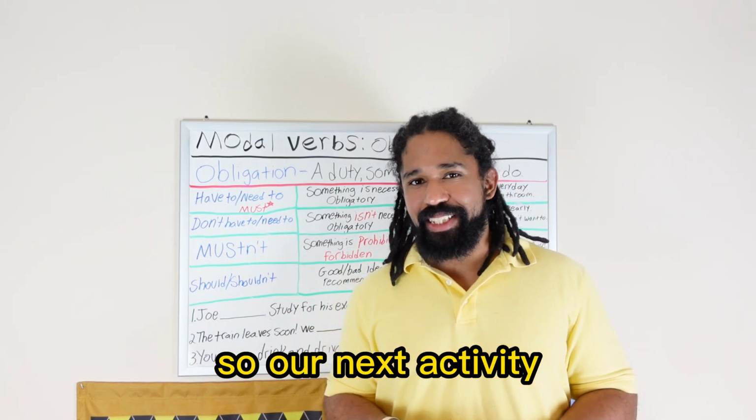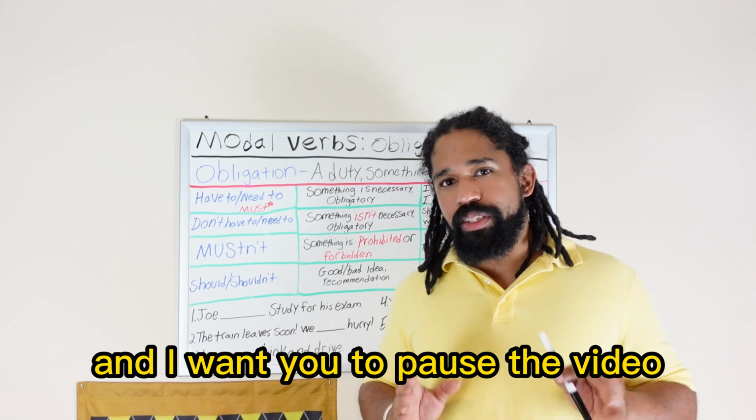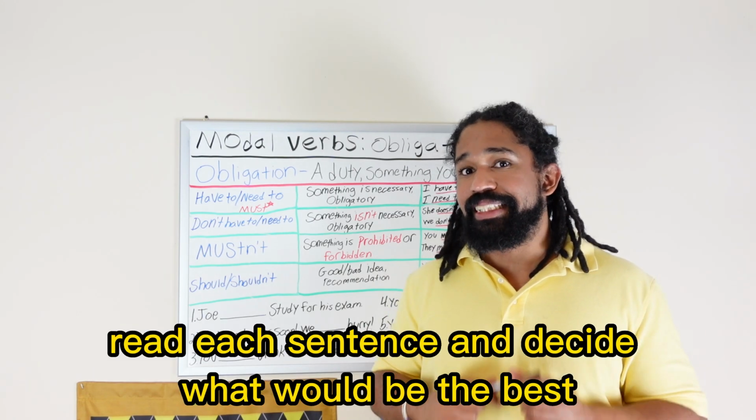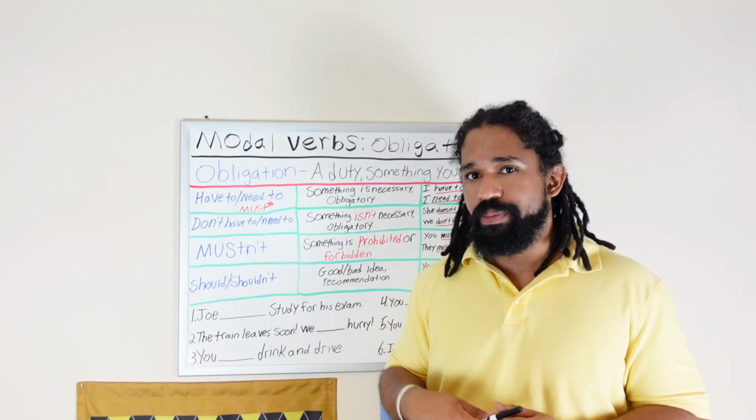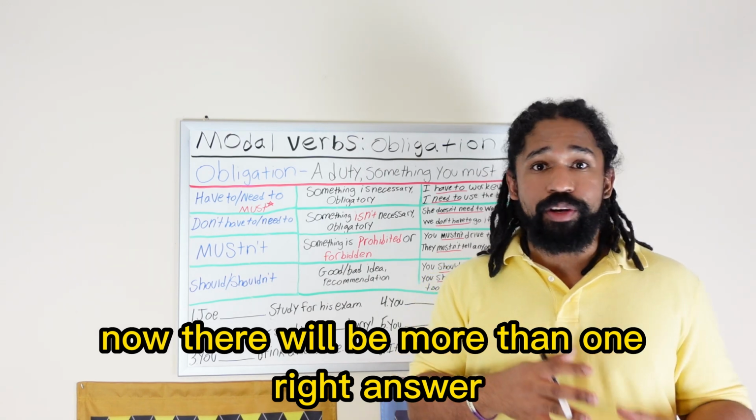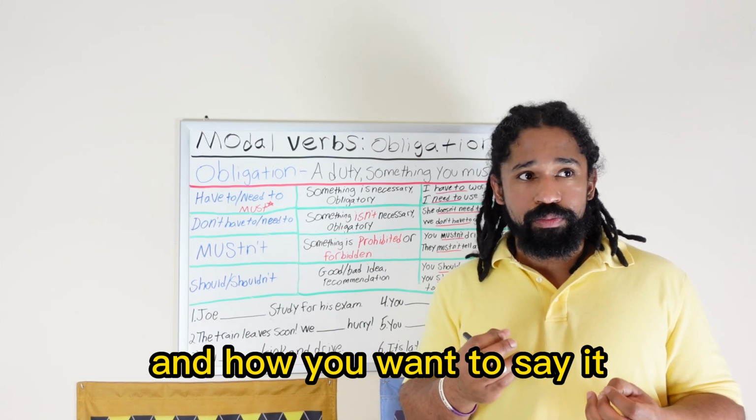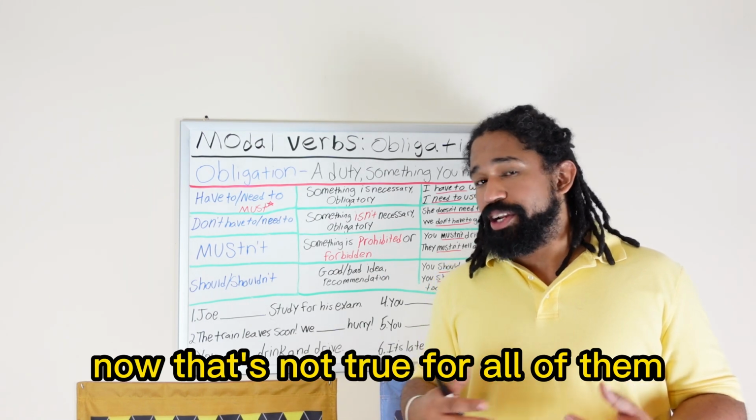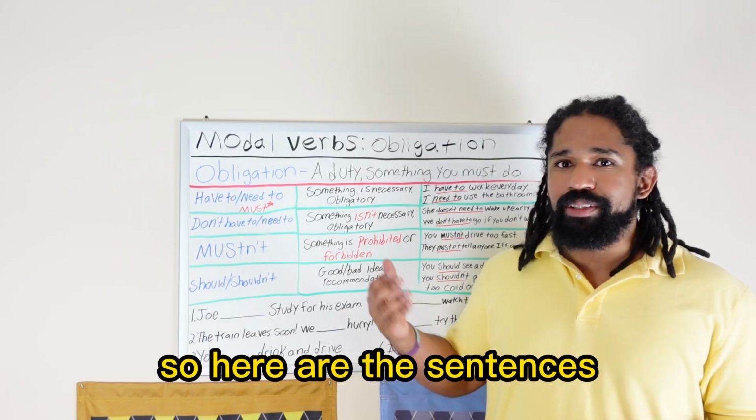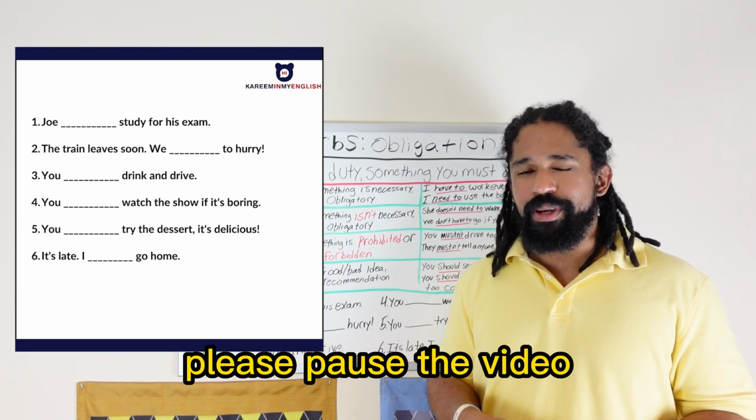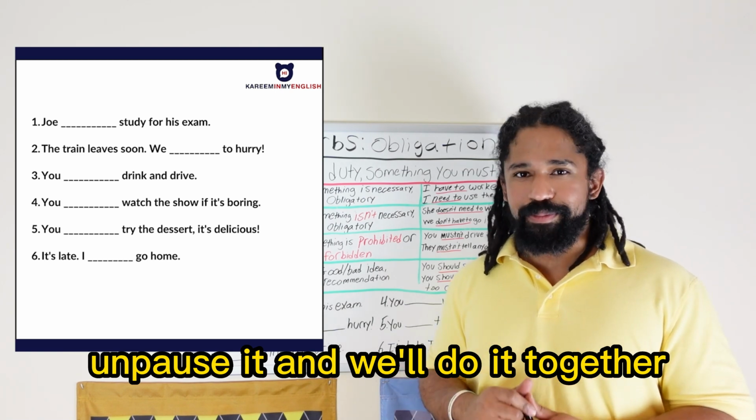So, our next activity. I'm going to put sentences right here, and I want you to pause the video. Read each sentence and decide what would be the best modal verb of obligation to use. Now, there will be more than one right answer. It all depends on what you want to say and how you want to say it. Now, that's not true for all of them, but for a majority, there can be more than one. So, here are the sentences. Please pause the video, and then when you're ready, unpause it, and we'll do it together.